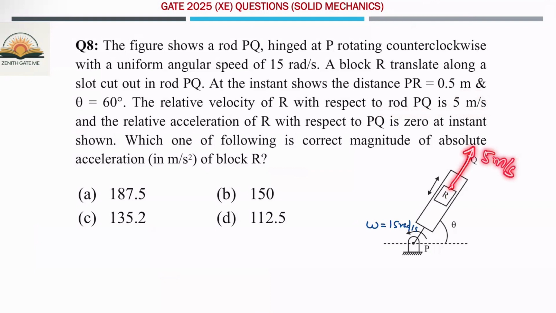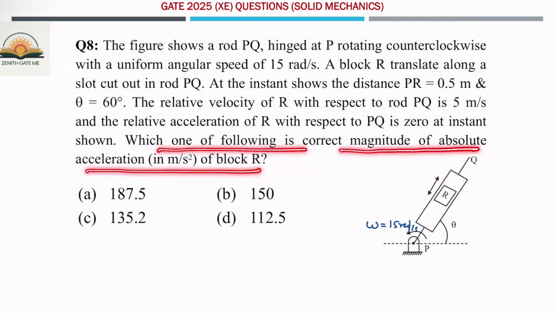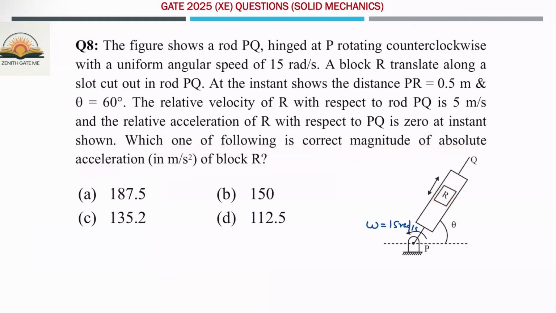Okay. And the relative acceleration of R with respect to PQ is 0. So the acceleration of R with respect to PQ is 0 at this particular instant. Now, which one of the following is the correct magnitude of absolute acceleration of block R? Okay, so you have to calculate the absolute acceleration of block R. So how will you calculate? First of all, you will see what are the different types of acceleration acting on this particular block.